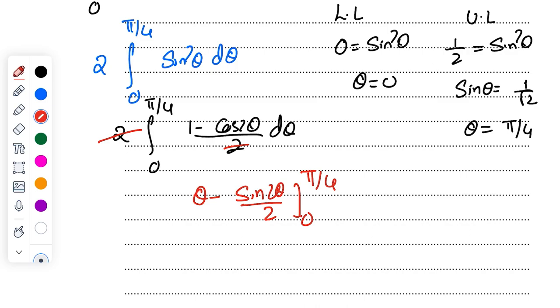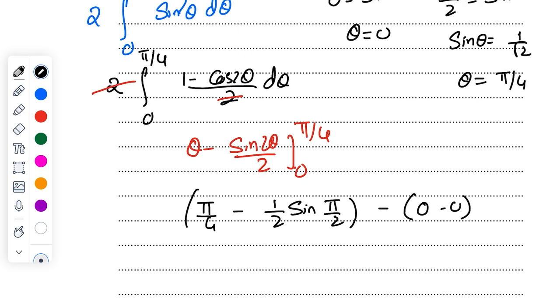So now substitute the upper limit. When I substitute the upper limit, it becomes pi upon 4 minus 1 upon 2 sine 2 times pi upon 4, which is pi by 2, minus 0 minus 0. So what should be the final answer? Pi upon 4 minus 1 upon 2 times 1, which is pi upon 4 minus 1 upon 2. That's going to be the answer.